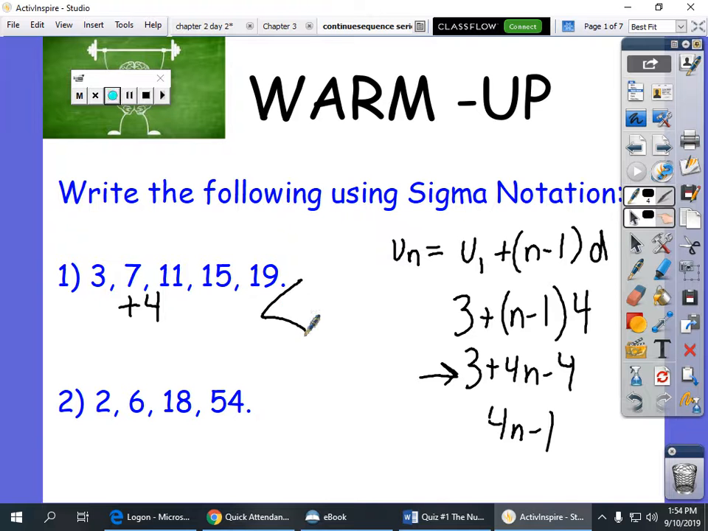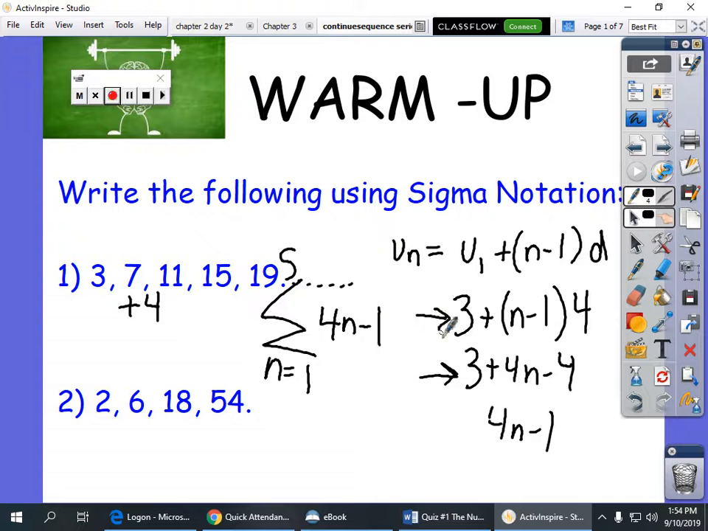So, sigma n equals what? 3 is what? First term? What term is that? It is the last, but I need a numerical value. 5. 1, 2, 3, 4, 5. What if this went dot, dot, dot? Instead of 5, what would be up top? Infinity, because it goes on forever and ever. And then right next to it, you write 4n minus 1.